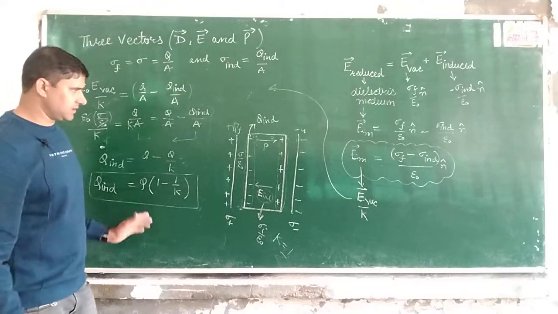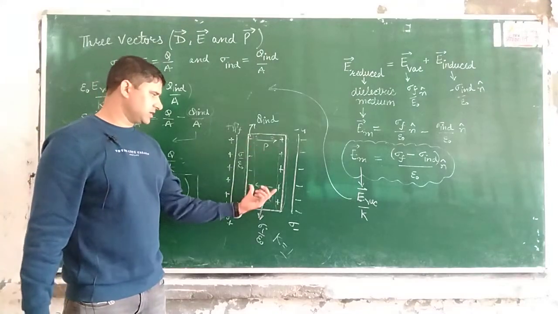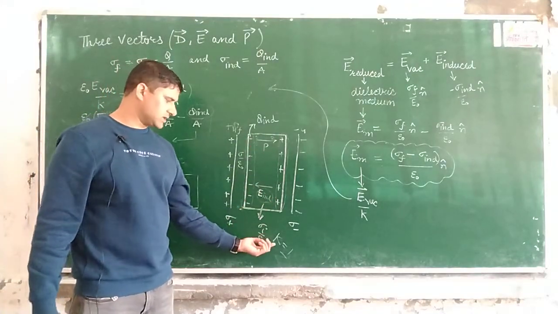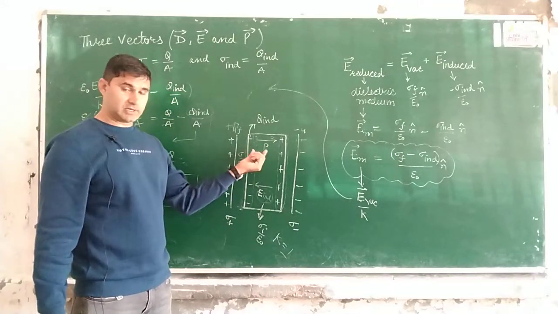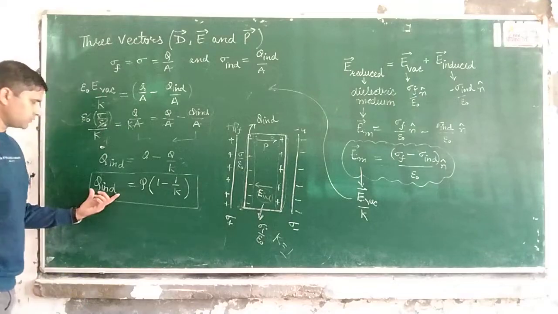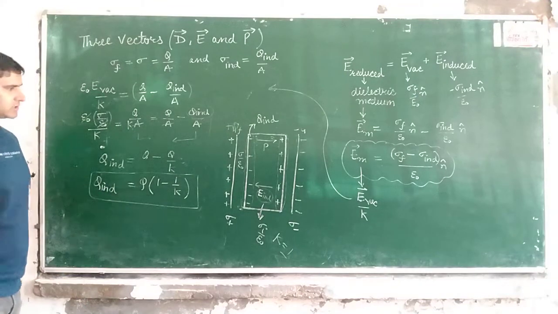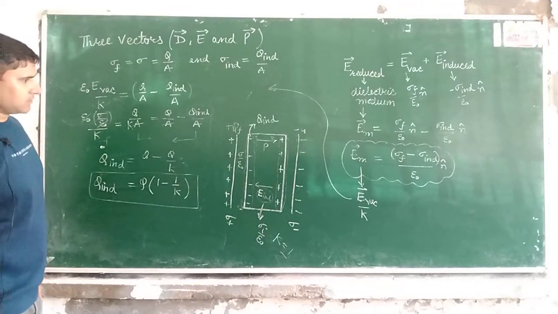So one thing is clear here: if we have a dielectric medium whose dielectric constant is greater than 1, then there will be polarization in the medium, and there will be induced charges.